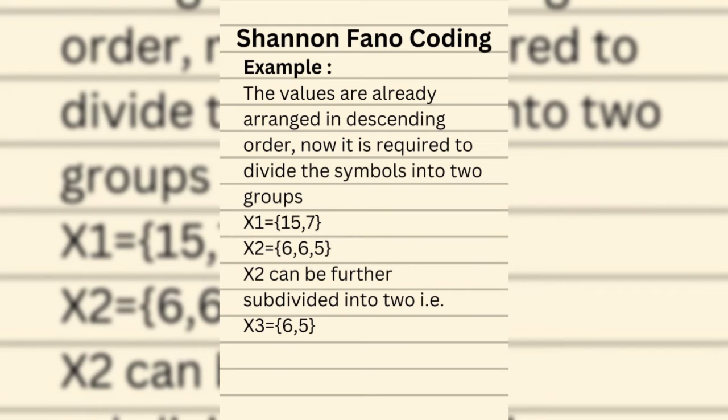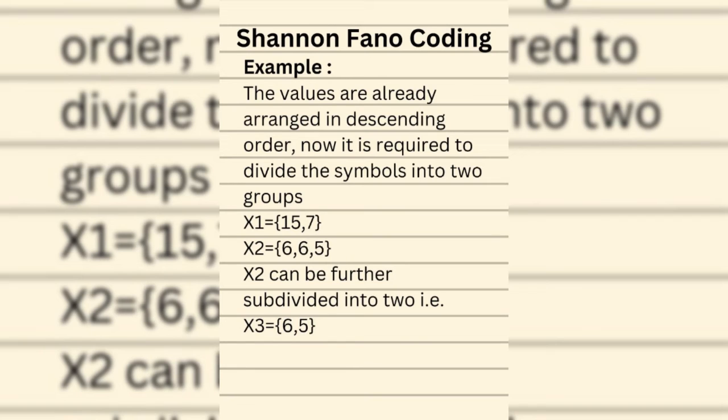So what was the first step? Scan through the data to determine the frequency of each source output. That is in the table. Arrange the source symbols in descending order of probability. They are already in descending order. Step number 3 is to divide the symbols into two groups so that both groups have equal or almost equal sum of probabilities. So we made firstly two groups. One is x1, that is 15 and 7, and the second one is 6, 6, 5.